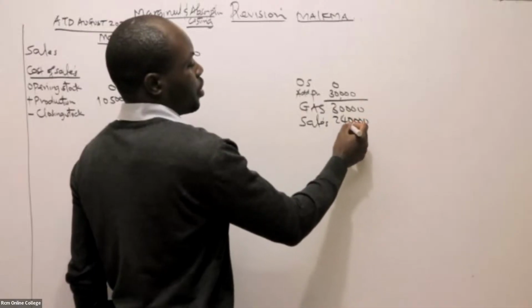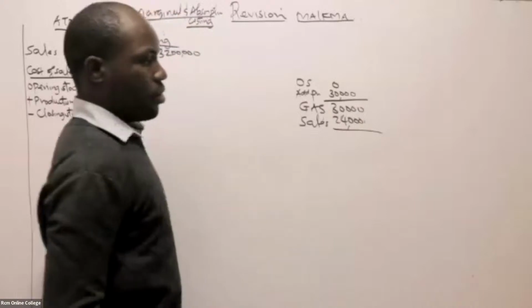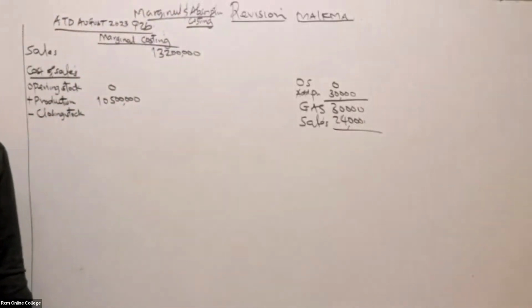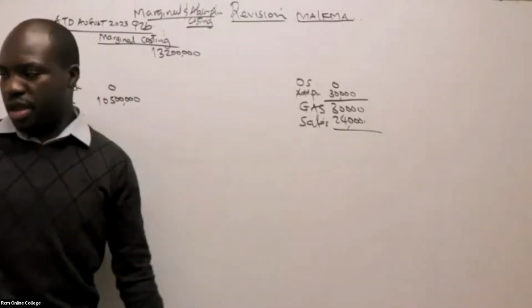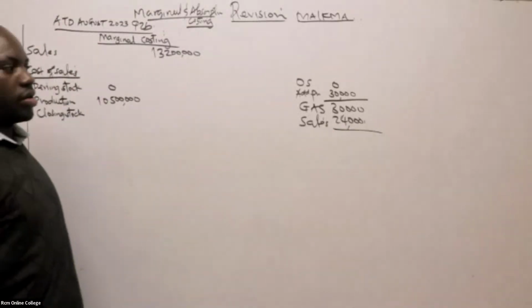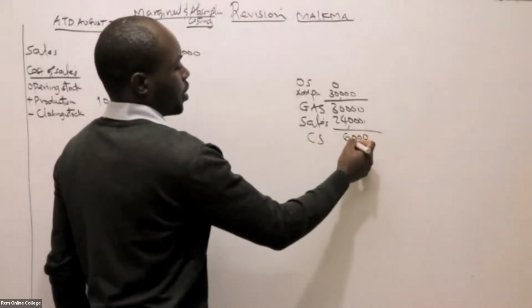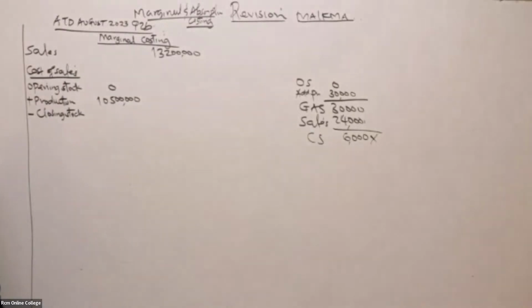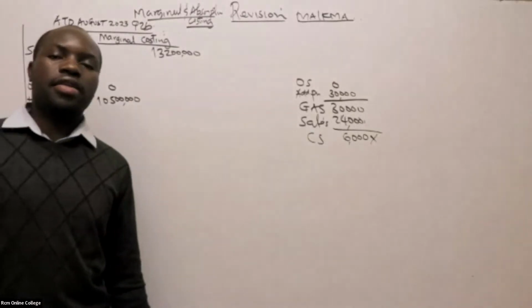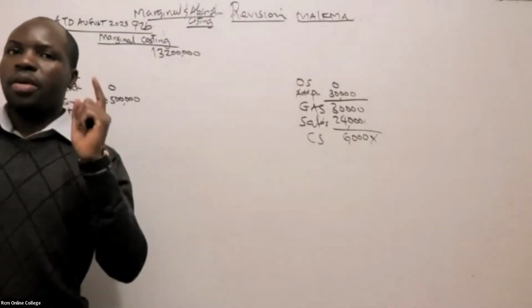Where did they take the remaining 6,000? You have 30,000 units to sell, but you only managed to sell 24,000. So whatever is remaining will be your closing stock, right? So our closing stock is equal to 6,000. What did we say about the valuation of the closing stock? We value our closing stock at the production cost per unit.